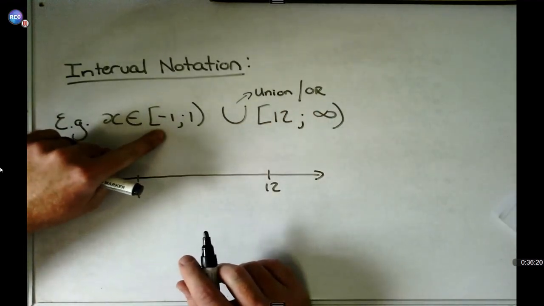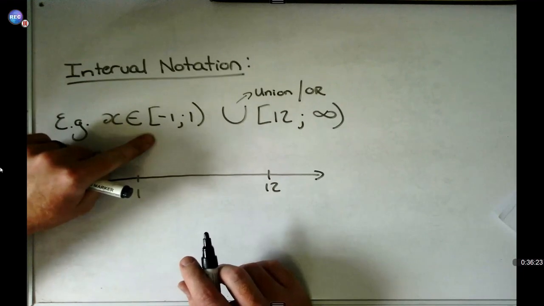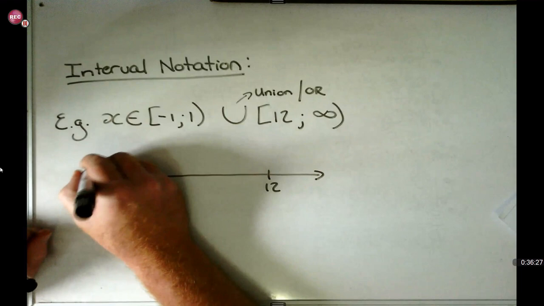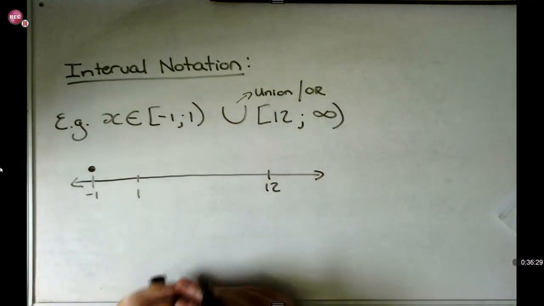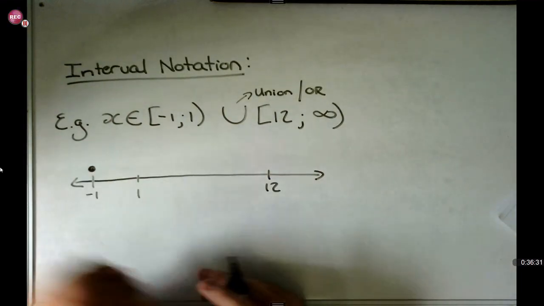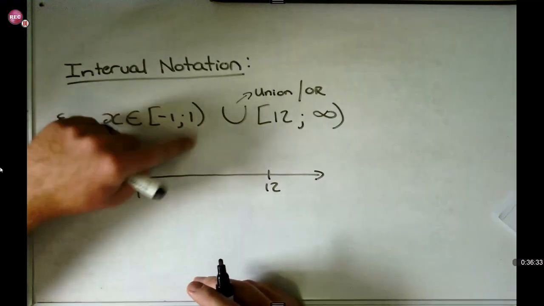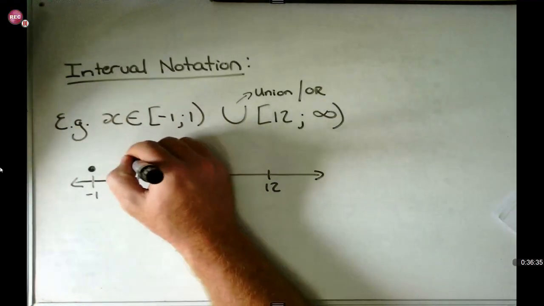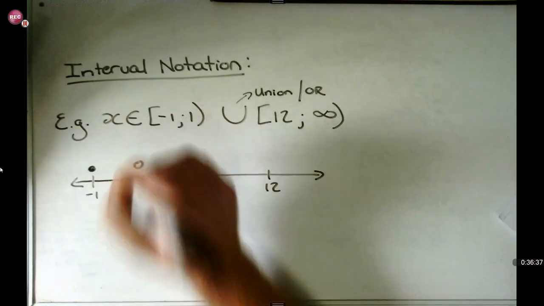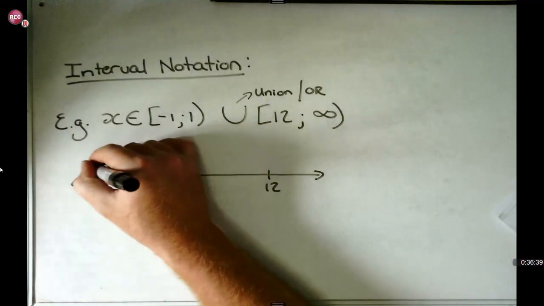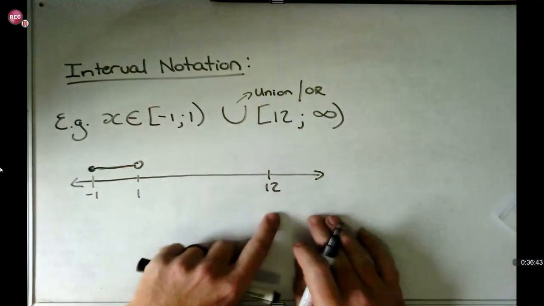Negative 1 is included because the bracket tells me that it is. Okay? So I'm going to make a colored in dot. Then, positive 1 is not included because the curved bracket tells me it's not included. So I make an open dot. And these two I can connect. Okay, now we're moving to this one.